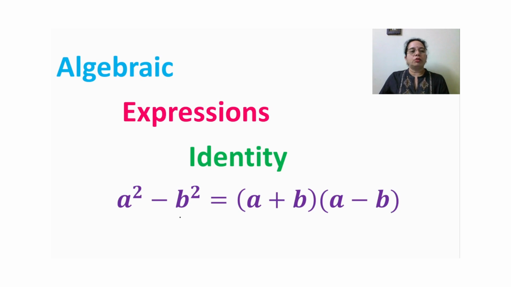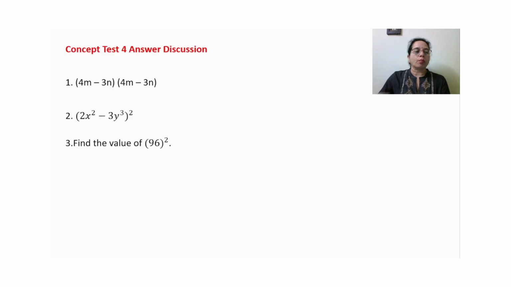We are dealing with the topic algebraic expressions, identities. My today's identity is a square minus b square is equal to, in one bracket add the terms, second bracket subtract the terms, that is (a plus b)(a minus b). Let us do concept test for answer discussion.